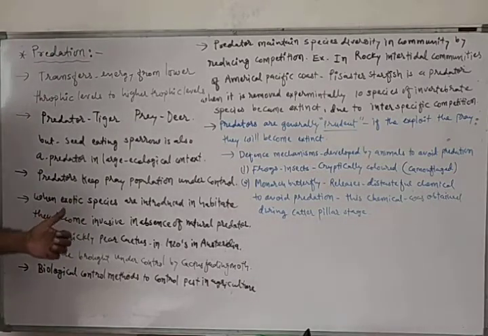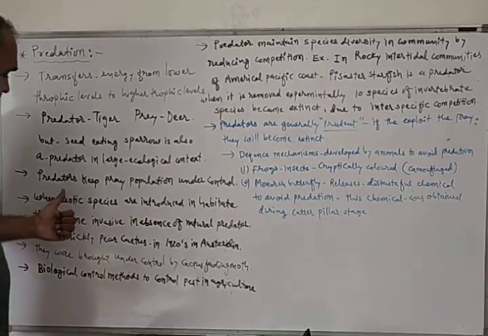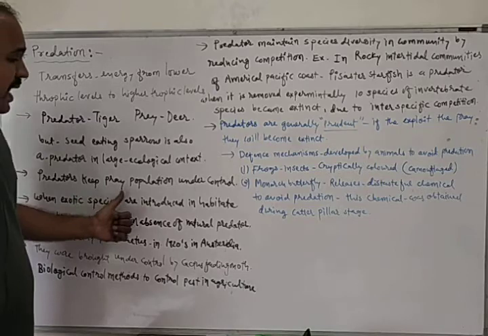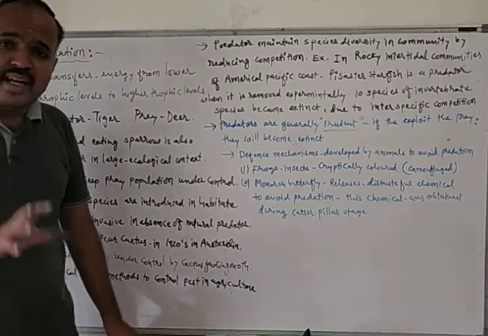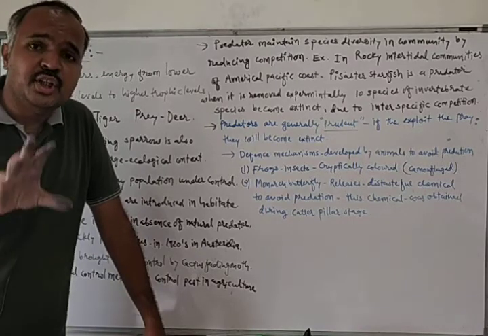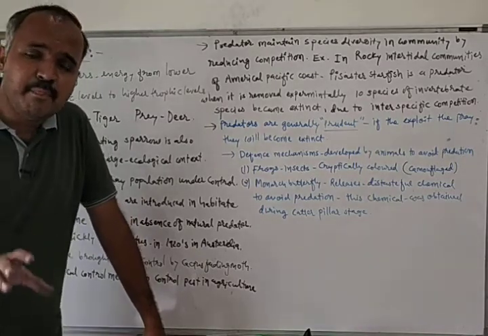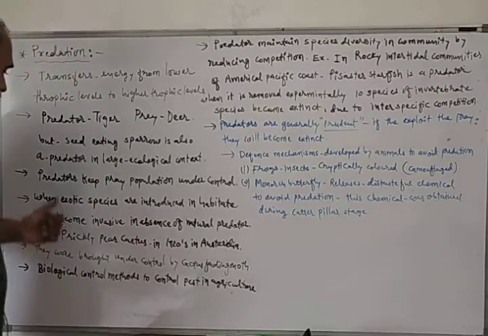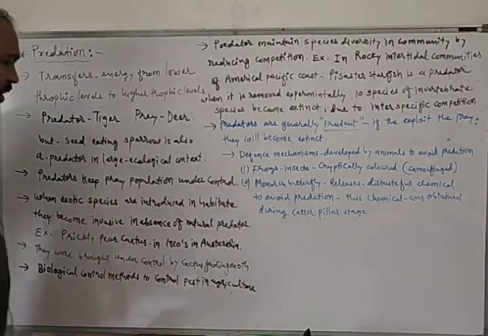The next point in predation is that predators keep prey population under control. Predators help to maintain the prey population under control.